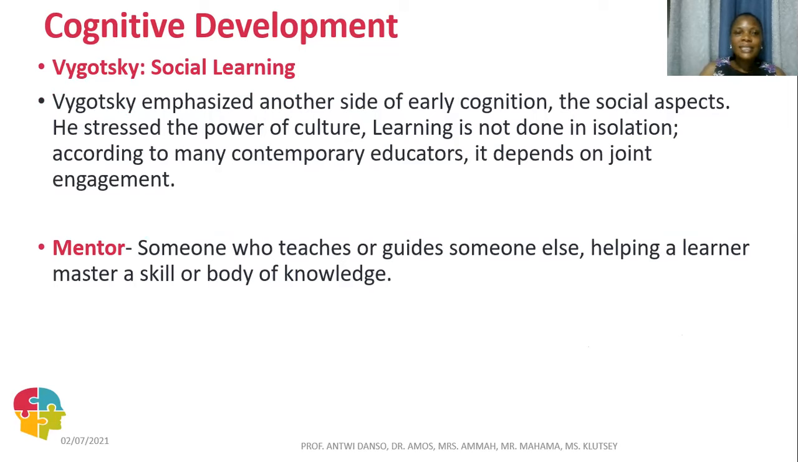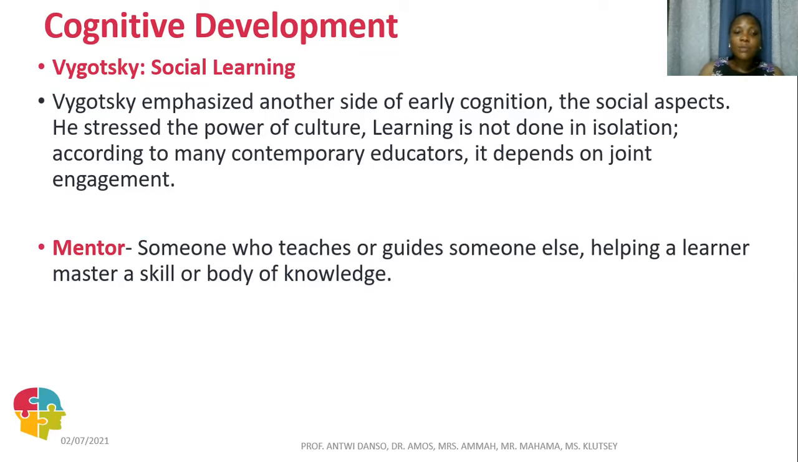He says that our intelligence is as a result of what? The way we learn socially from other people in our homes, in our schools, or in our societal makeup. He emphasized that our early cognition, particularly the social aspect, he stressed that our culture affects our cognition. And so we don't only learn in isolation, but it depends on joint engagement. So he thinks that we don't move in stages, but our ability to reason, our ability to think is because we are relating with others. We are learning from others, our parents, significant others, our siblings, our friends. We are connecting with them and we are learning.